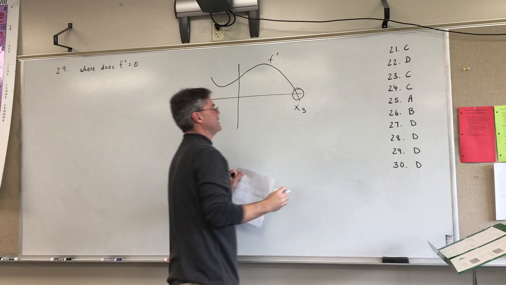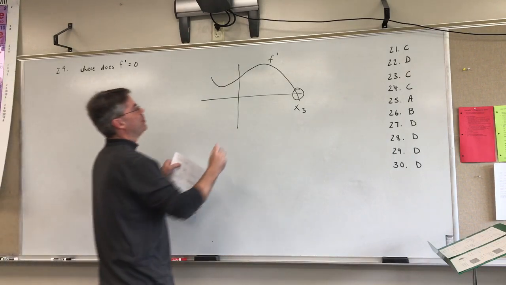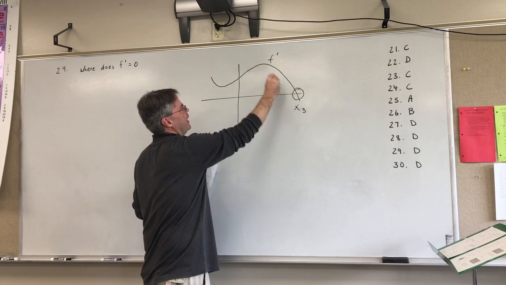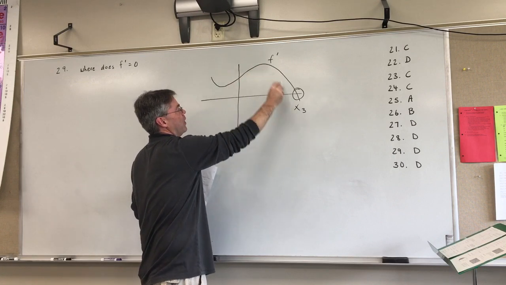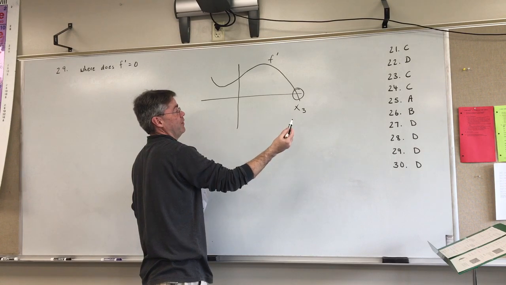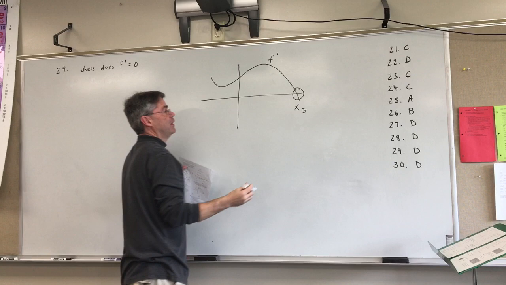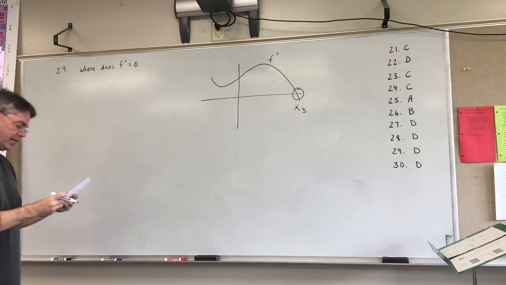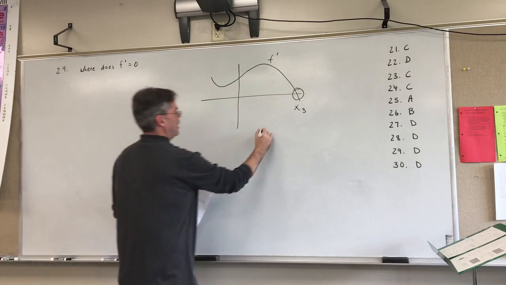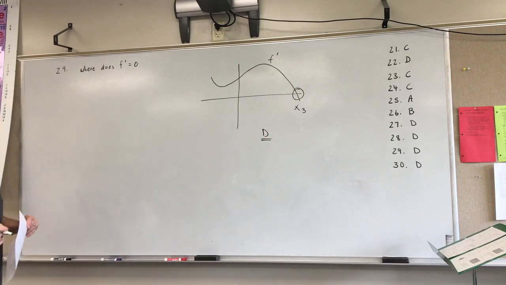It's at this point right here, which on the graph is x cubed. You're not worried about the slope of the derivative, since that tells you f double prime. You're looking at where the original function f has a horizontal tangent, and that's where f prime is equal to 0. That is D. If you've memorized those lists that we've made, you'll be able to get that one almost immediately.